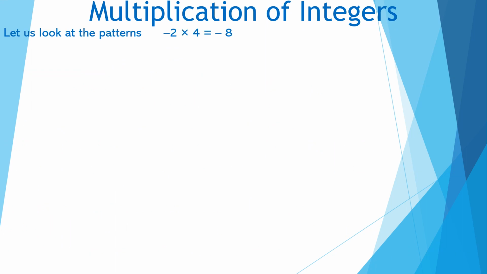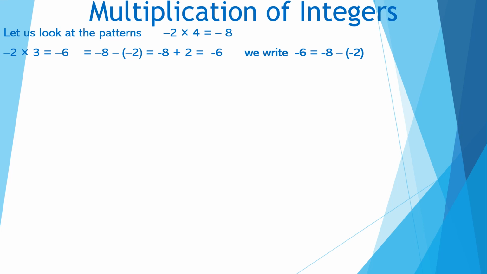Now let's look at the pattern. Minus 2 multiplied by 4 is equal to negative 8. We have just studied this. Now minus 2 multiplied by 3 is equal to minus 6. Minus 6 can also be written as minus 8 minus minus 2. This comes out to be equal to minus 8 plus 2 is equal to negative 6. So negative 6 is written as minus 8 minus minus 2.